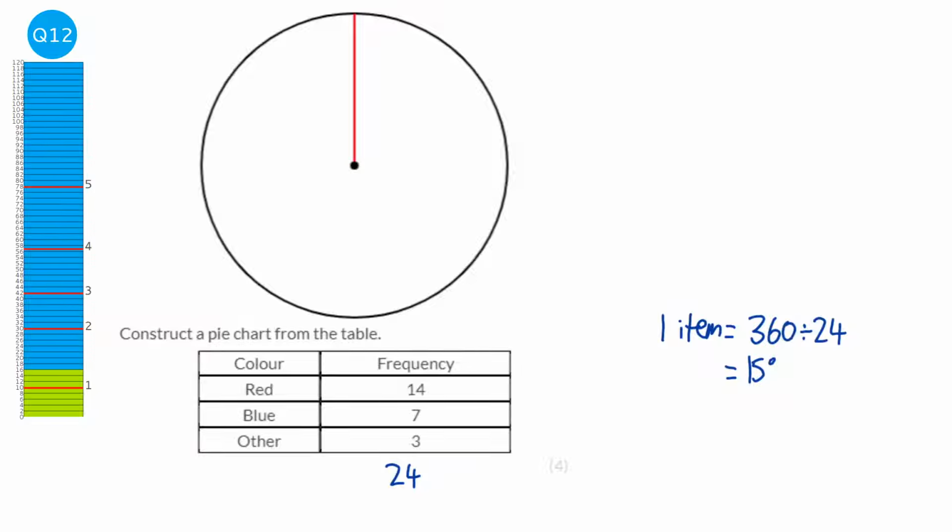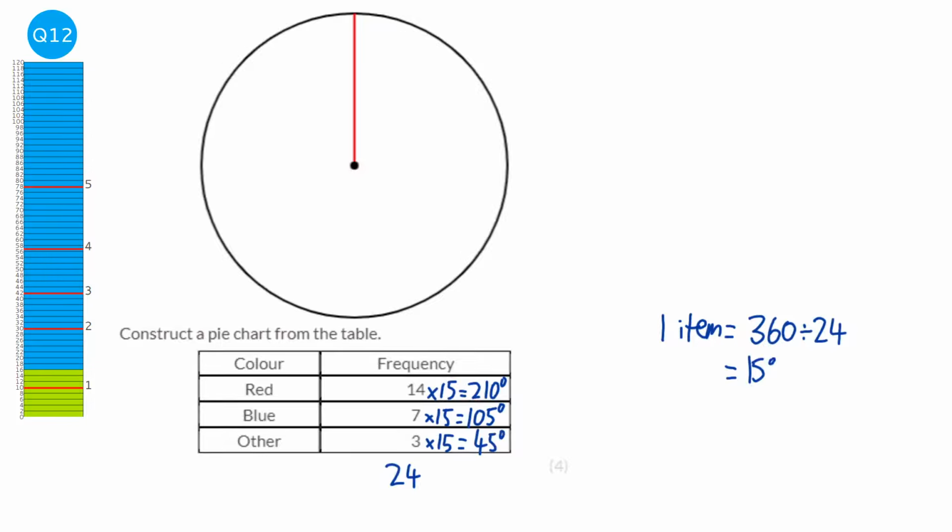So to find out the angle for red, well, we've got 14 items, times it by 15, and that will give us 210 degrees. And we're just going to times each of these by 15, which will be 105, and the final one times 15 is 45 degrees. Add them up and they add up to 360, which is good. They need to add up to 360.